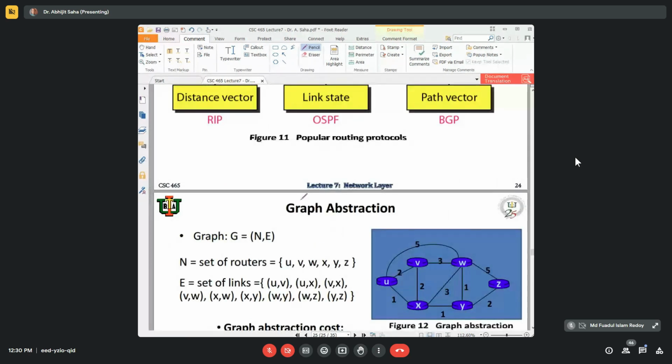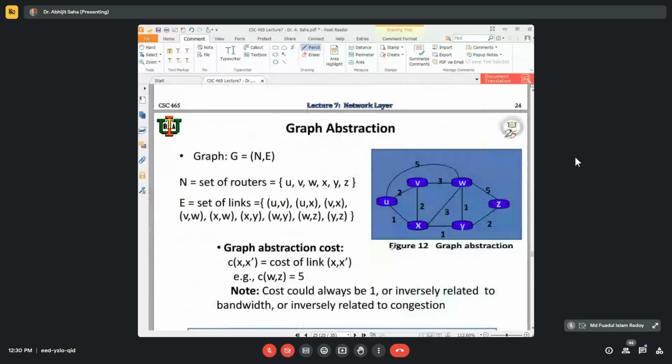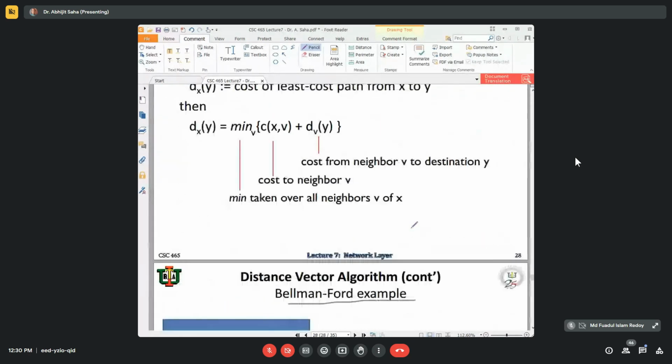Yeah, we are in the network layer. This is the network layer lecture only. But how much have we covered in the last class? Slides 28 and 29, those two slides were taught. 28 and 29.